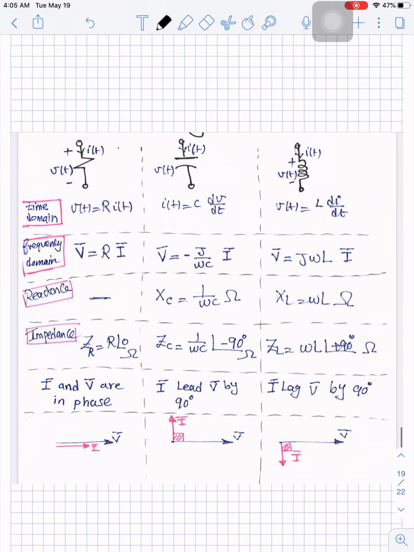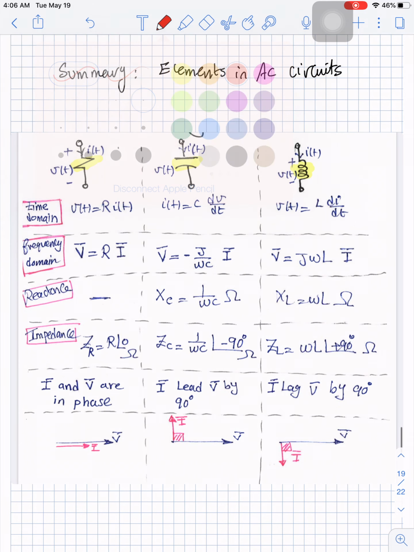So here is a summary for all the elements that we can see in AC circuits. Here we have a resistive element, here we have a capacitor, and here we have an inductor. The relationship between voltage and current for a resistance. Please don't forget these relations have a direction.